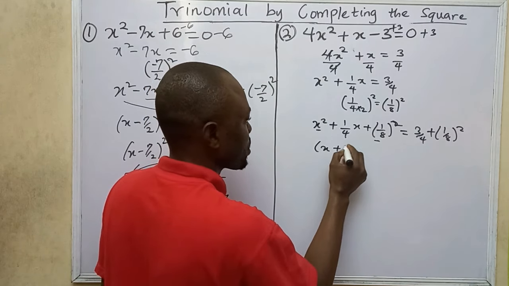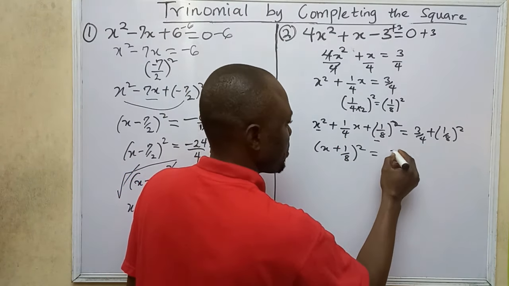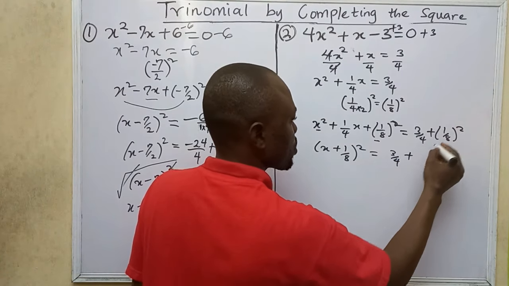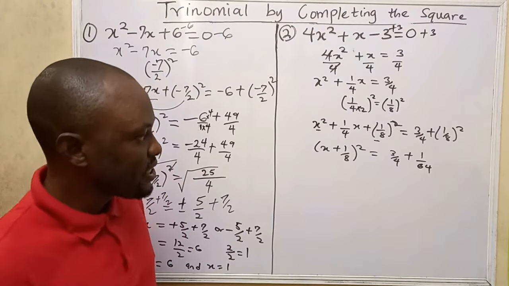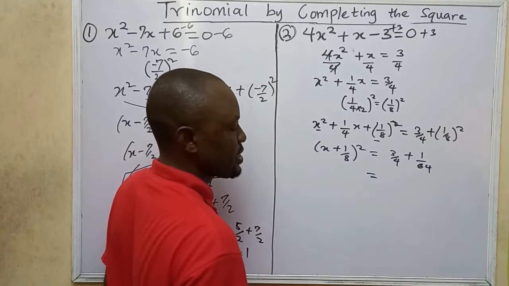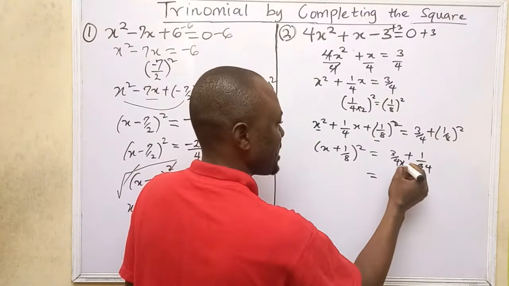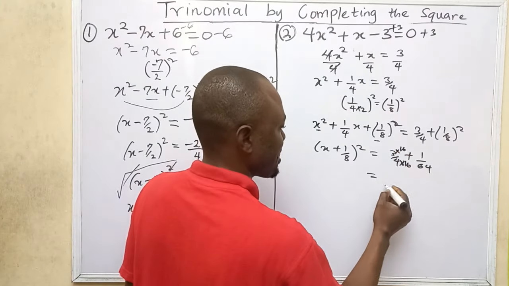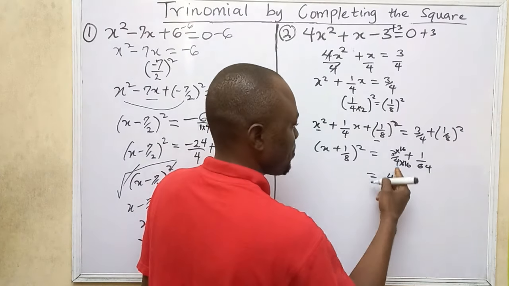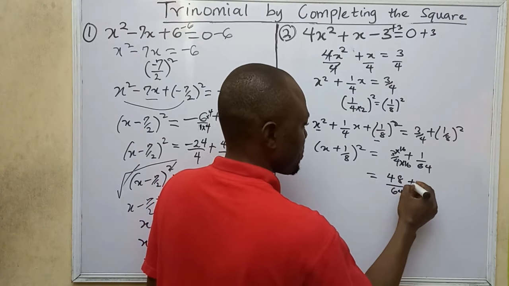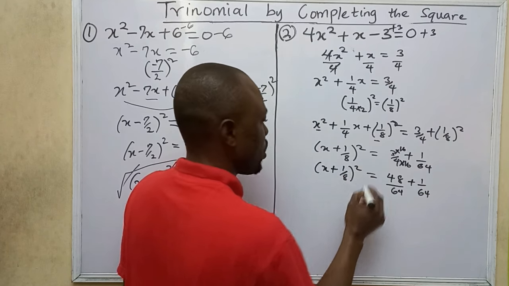Now the next thing, I'm going to tidy up my equation by combining this. So I have x plus 1/8 all squared equals 3/4 plus 1 squared, which is 1, over 8 squared, which is 64. Now I want both of them to have a common denominator of 64. So I can multiply this by 16 and multiply this by 16. If I do that, 3 times 16 will give me 48 over 4 times 16, which is 64, plus 1/64. Then this is x plus 1/8 all squared.